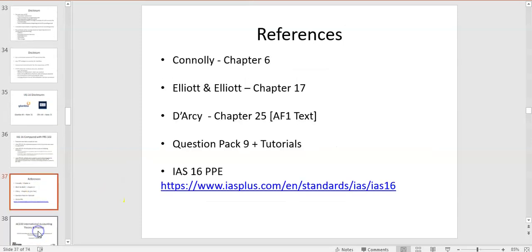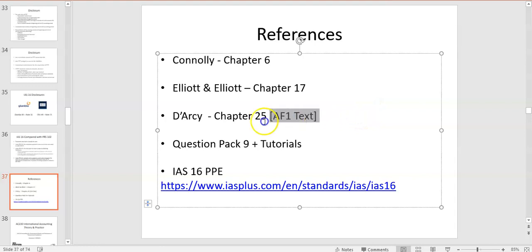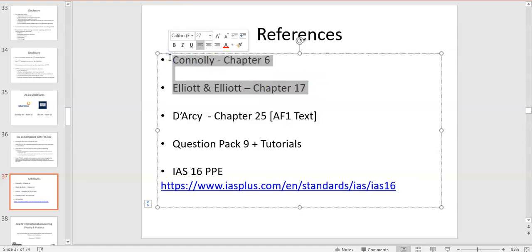So hopefully most of that was a revision for you. As I said, my starting point would be the Darcy textbook. Chapter 25, have a look at that. It's available in ebook format. Then have a look at either Connolly or Elliott and Elliott. They're probably a bit more advanced than the Darcy one, so I wouldn't start there unless you're particularly comfortable with it.